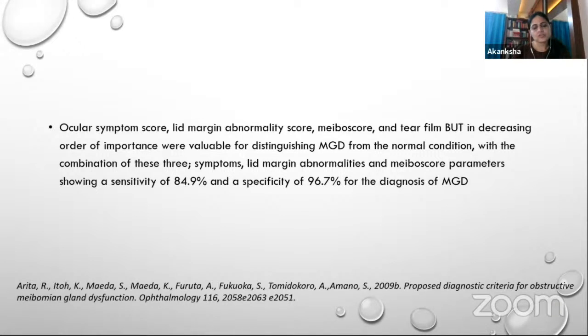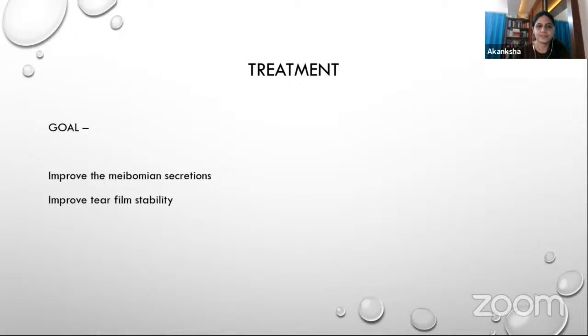So Ereta et al. also suggested that, in decreasing order of importance, the factors that should be seen are the ocular symptom score, which is usually seen as a questionnaire, the lid margin abnormality score, the Meibo score based on the Meibography, and the tear film breakup time. And these can help to distinguish this dysfunction from any normal condition. And if you use a combination of these factors, then you are at a higher chance of diagnosing MGD correctly.